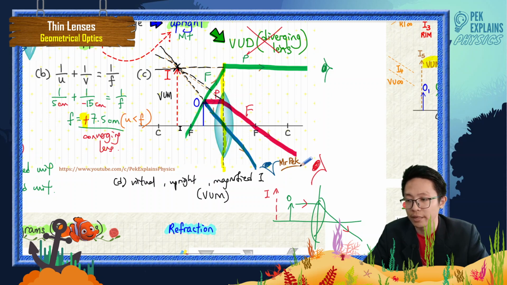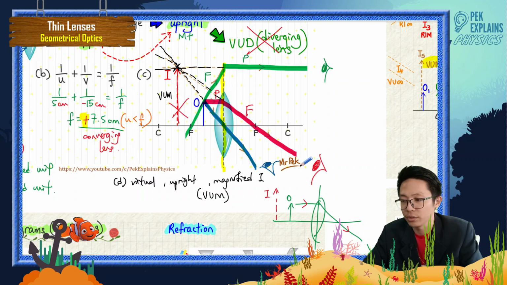Virtual, upright, magnified. Remember, for a virtual image, you need to use a dotted line, not a full line, to represent it. If you draw a full line, it is wrong. You must draw a dotted line. This is correct.